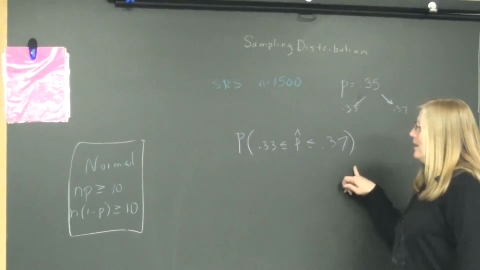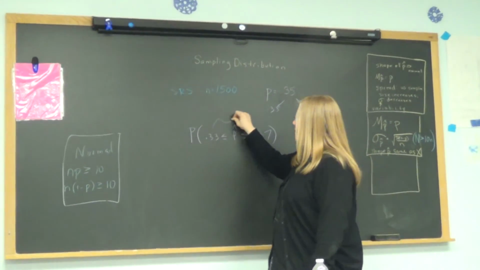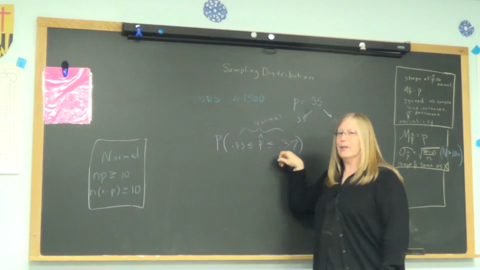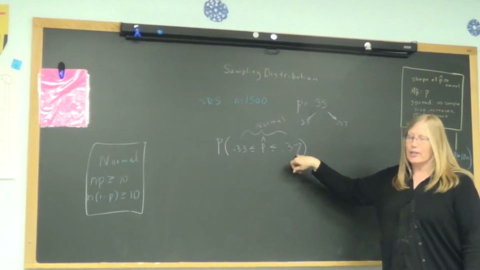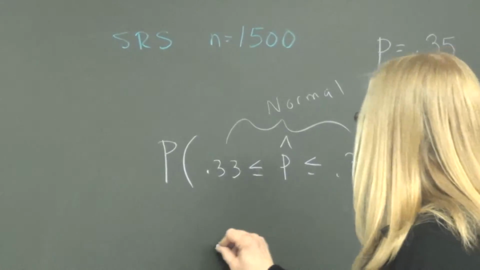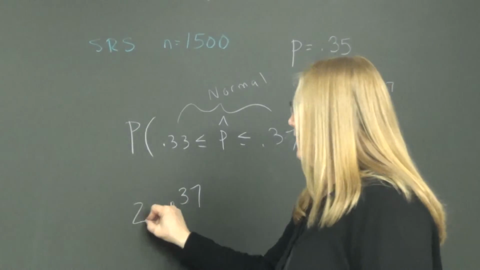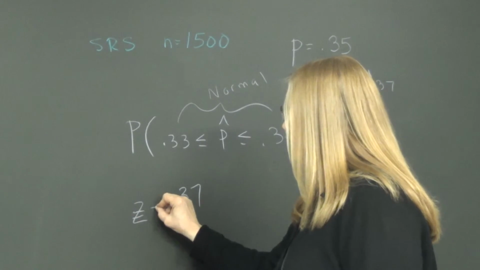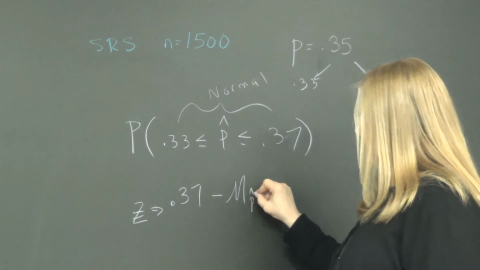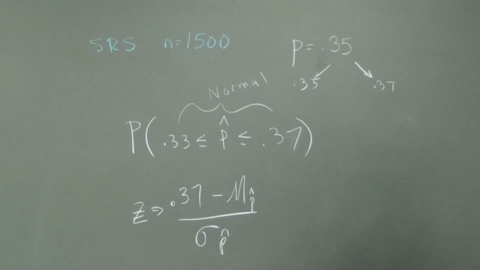So we can use chart A, since this is normal. Before we can use chart A, what do I have to do with 0.37? I need a z-score. To get a z-score, subtract the mean and divide by the standard deviation.